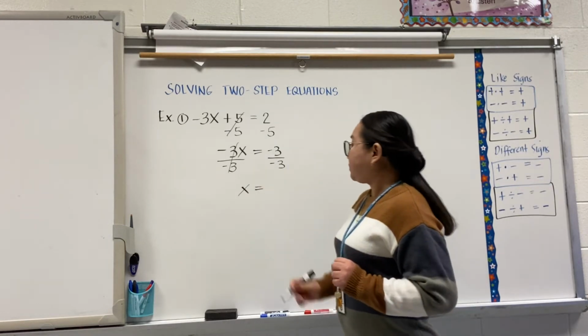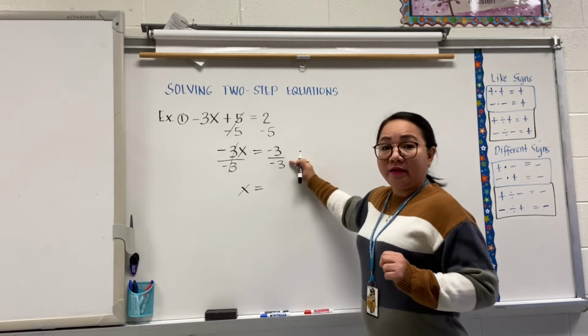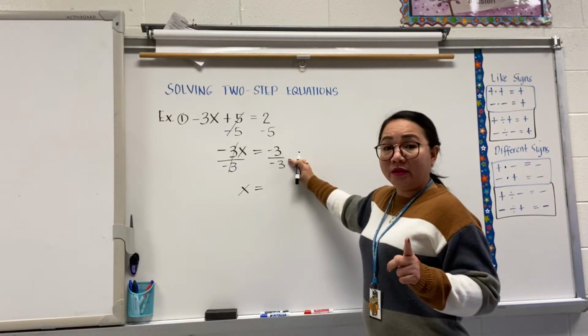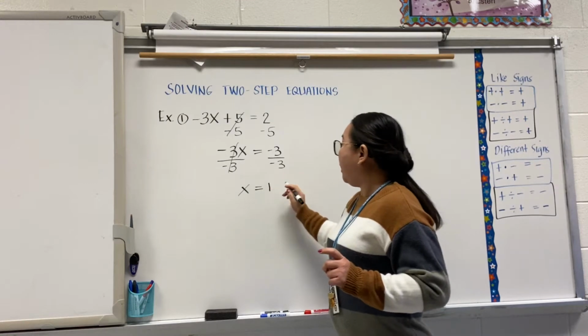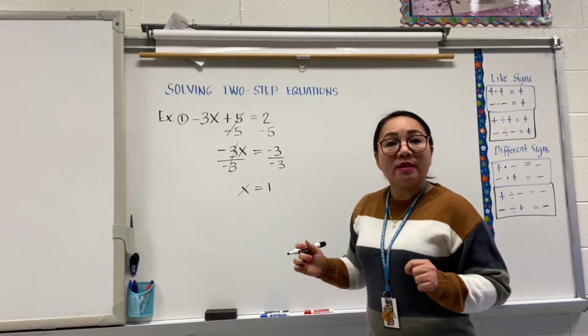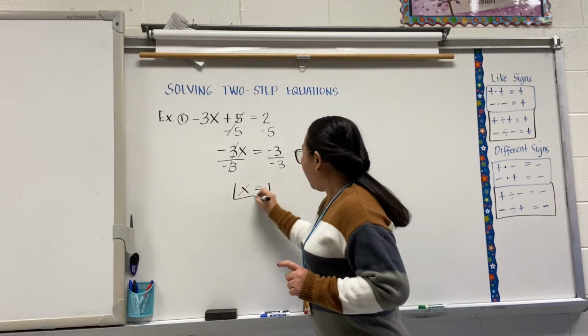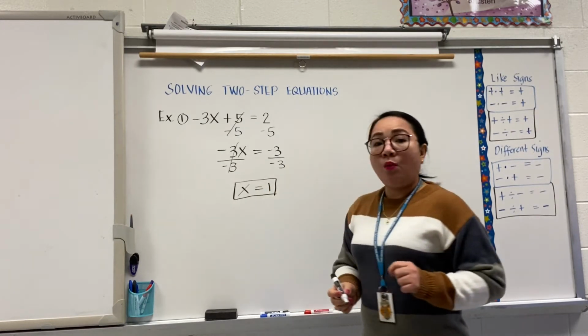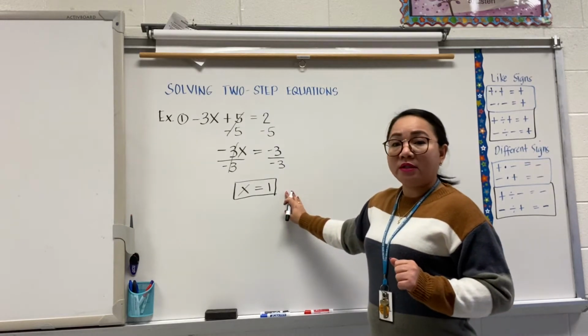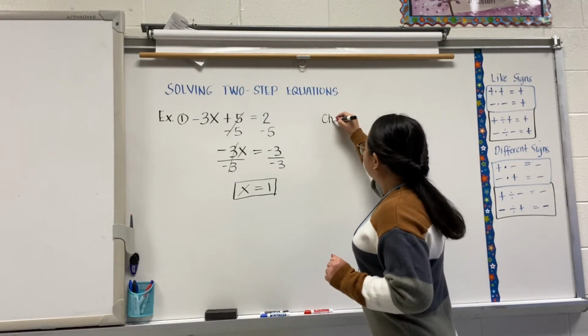And then, we will divide this one. We simplify. So, negative 3 divided by negative 3 will give you 1. Since you are dividing like signs, the answer is positive. So, your x now is equal to 1. Guess what? We can check your answer if it is correct. So we will do the checking.